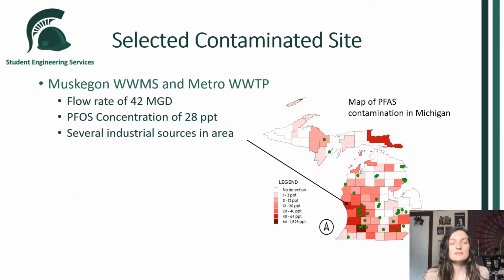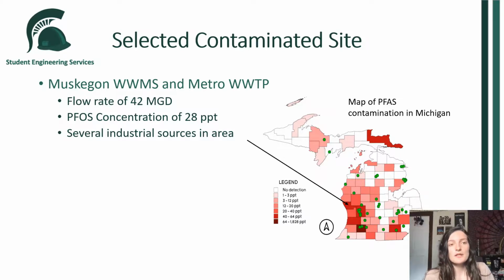In order to select a site that would benefit from the implementation of a PFAS treatment system, data provided by EGLE was used. They have done extensive monitoring all over the state to identify locations struggling with this type of contamination. And the location that I chose was the Muskegon Wastewater Management System and Metro Wastewater Treatment Plant. This site has consistently violated the regulations set at the federal and state level. The average PFAS concentration found at this site was around 28 parts per trillion, and the average flow rate entering this plant every day is 42 million gallons, which is a very large volume of water.